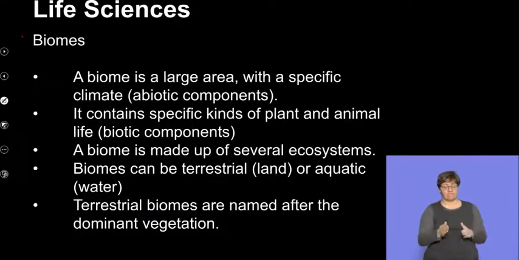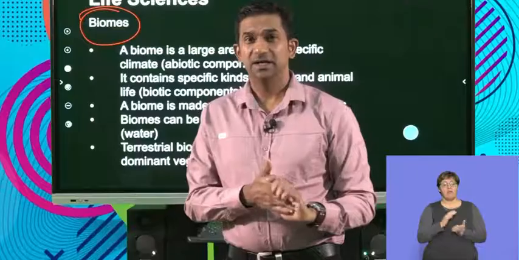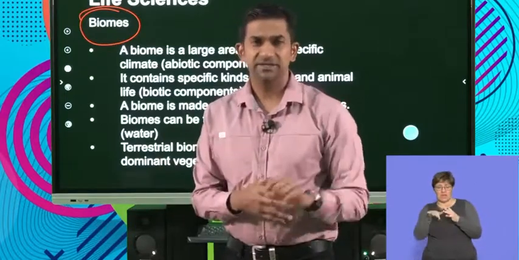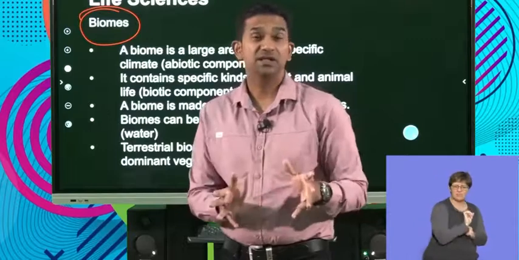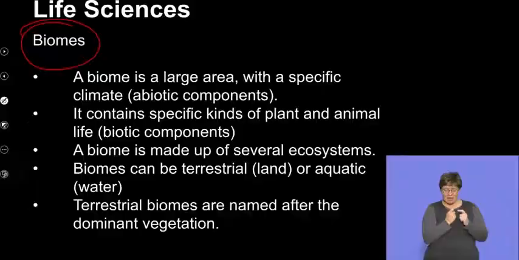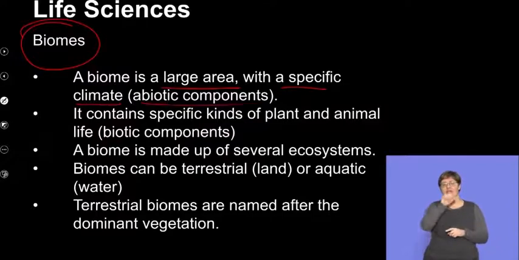So in this segment, let's try and unpack what a biome is. We know that in the context of South Africa, we have a diversity of life forms found in different areas. These areas are biomes, characterized by the typical type of plants and organisms found in that area. So a biome is a large area with a specific climate, influenced by the abiotic components.